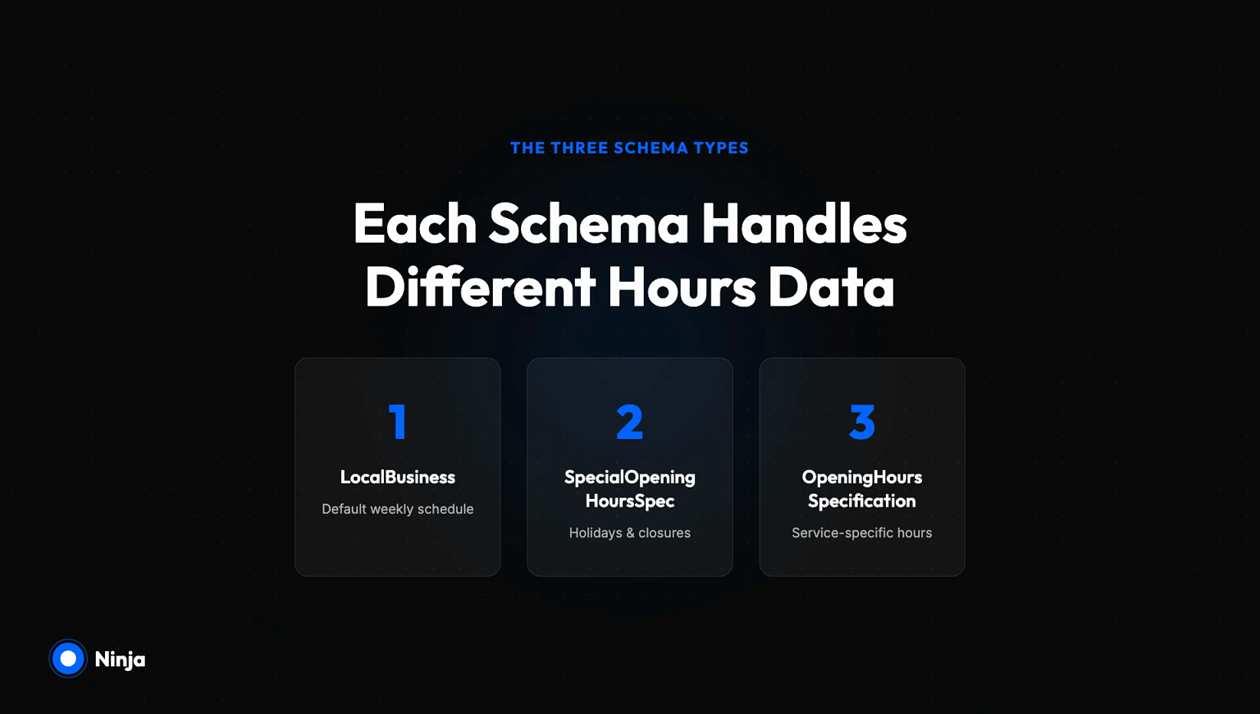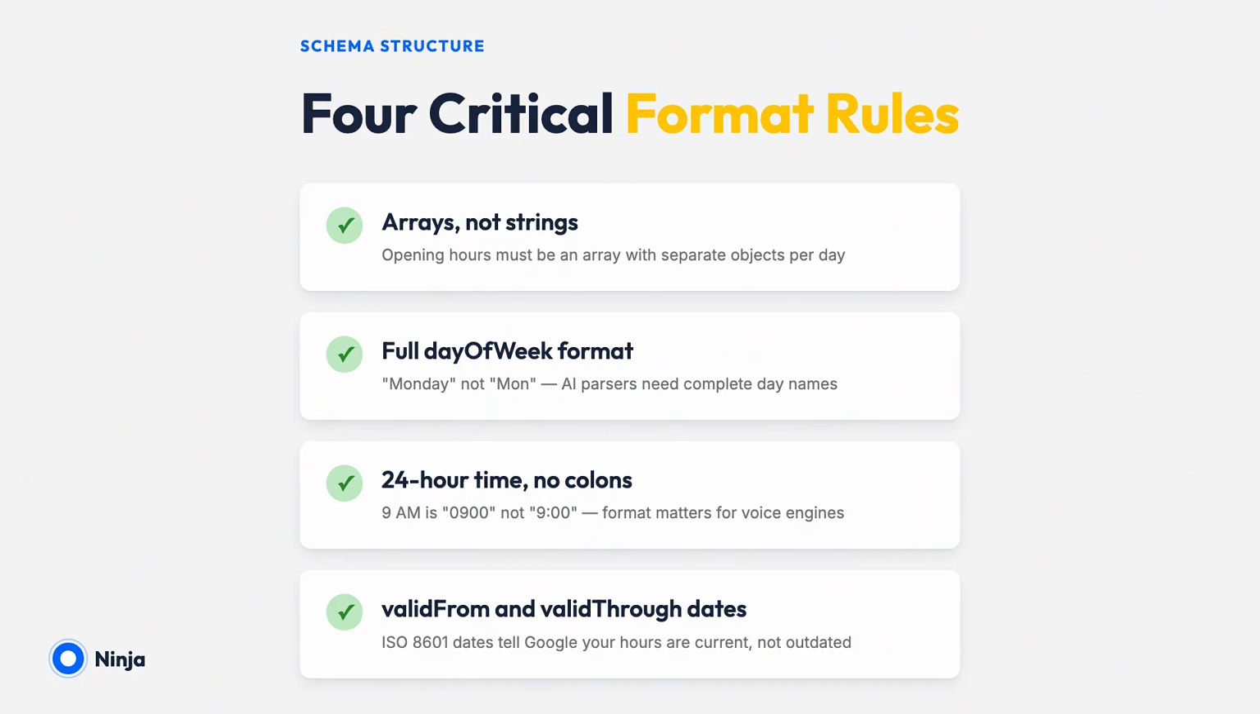Here's the critical part most businesses miss: the validFrom and validThrough dates. Without these, Google doesn't know if your hours are current or from 3 years ago. Every schema block needs ISO 8601 dates with the year, month, and day. For holiday hours, wrap them in special opening hours specification. Closed on Christmas? Use validFrom and validThrough for December 25th, then set opens and closes to null.